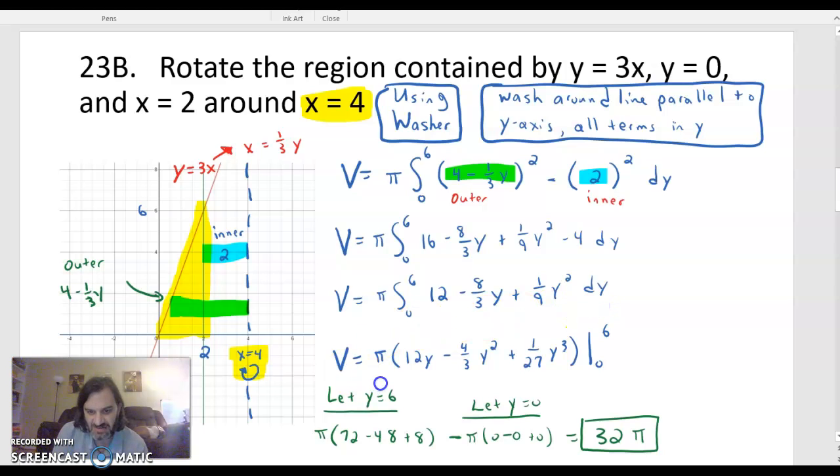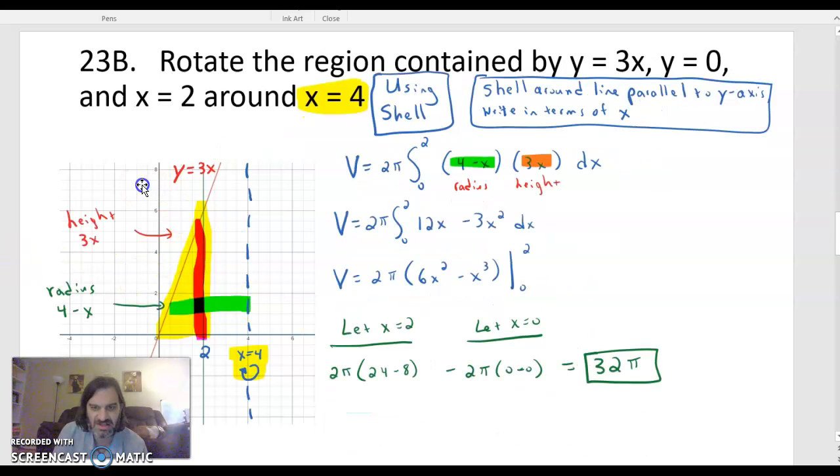So when I integrate that, I'll have pi times the quantity of 12y minus 4/3 y squared plus 1/27 y cubed from 0 to 6. When I plug in the 6, I'll get 32 pi. And when I plug in the 0, I get 0. So my result is 32 pi. Okay?